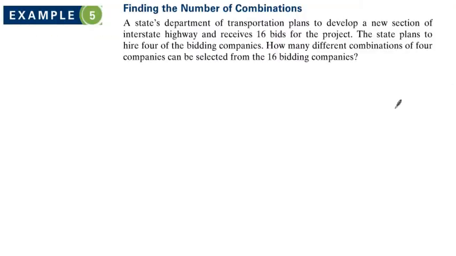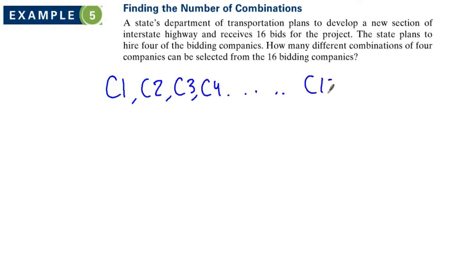So let's actually do an example. I think that will be clear. It says a State Department of Transportation plans to develop a new section of interstate highway and gets 16 bids for the project. The state is going to hire 4 of the companies. How many different combos of 4 companies can be picked from 16 companies? So we could say company 1, company 2, company 3, etc. And there are 16 of these.